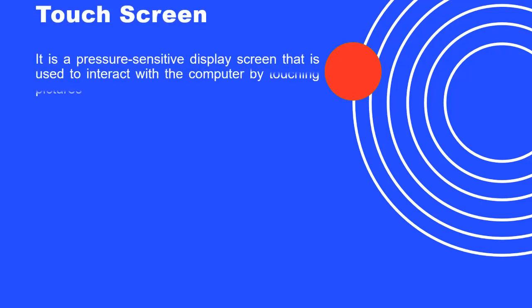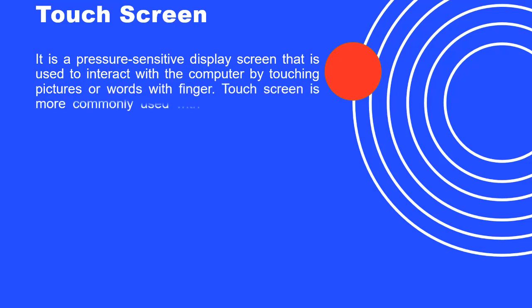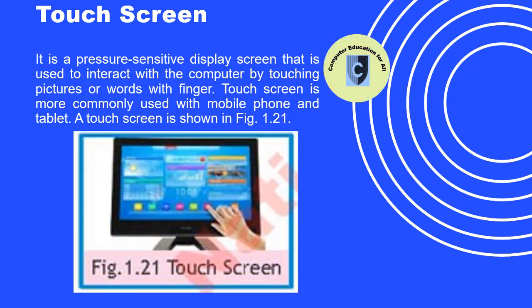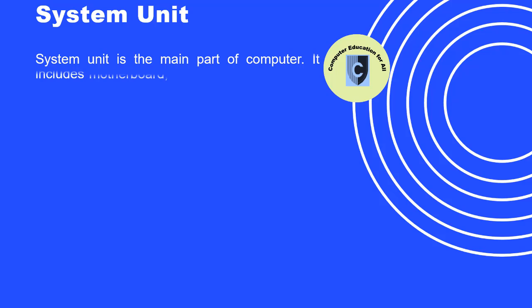Touch screen. It is a pressure-sensitive display screen that is used to interact with the computer by touching pictures or words with a finger. Touchscreen is more commonly used with mobile phones and tablets. A touchscreen is shown in Fig. 1.21.